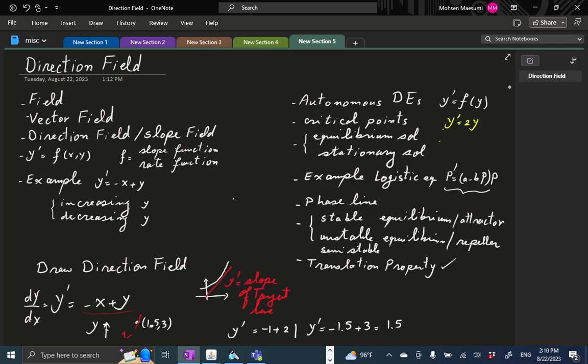To analyze it, we use the phase line. We labeled solutions as stable or unstable, and we also said all autonomous differential equations have the translation property. Once you get one member of the family of solutions, as you translate it to the left or right, all of them are also solutions. Okay, you want to read the text and try several examples in this case.